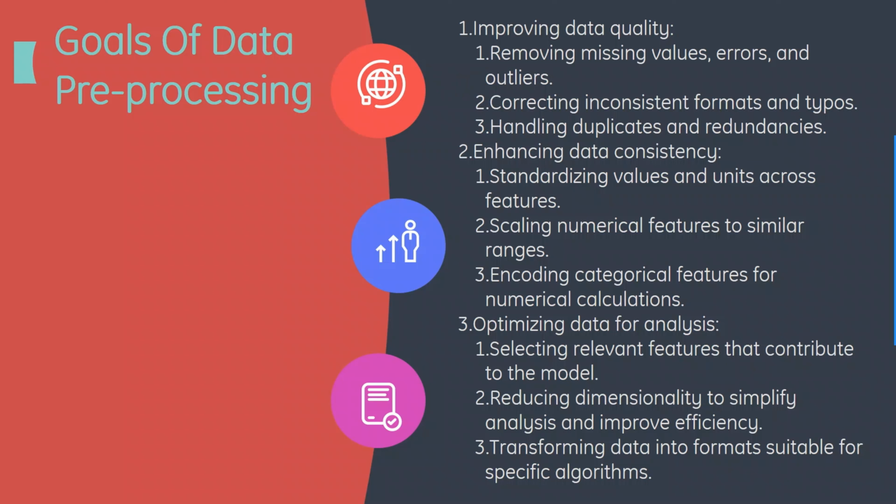Firstly, we have to improve the data quality: removing the missing values, errors and outliers, correcting inconsistent formats and typos, handling duplicates and boundaries. Secondly, we have enhancing data consistency: standardizing the values and units across features, scaling numerical features to similar ranges, and encoding categorical features for numerical calculation.